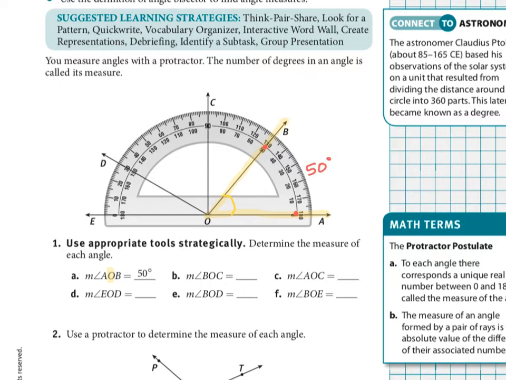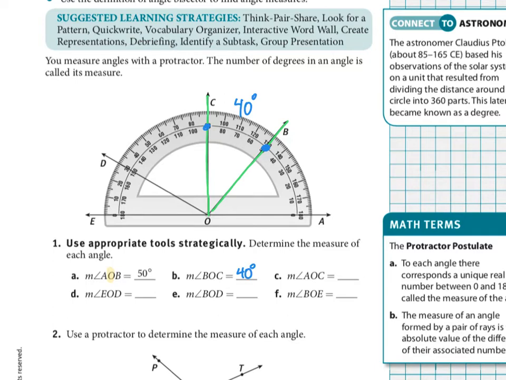Now, if I want to find the measurement of angle BOC, that means I'm looking at vertex O again, but it's the part of angle BOC. So I need to find the measurement of that angle. So B is at 50 degrees, C is at 90 degrees, so 90 minus 50 would be 40 degrees. So angle BOC is going to be 40 degrees.